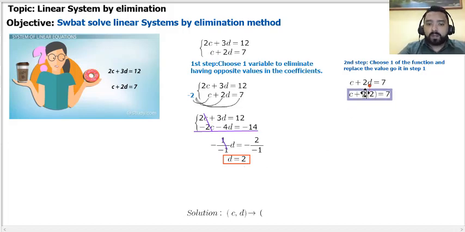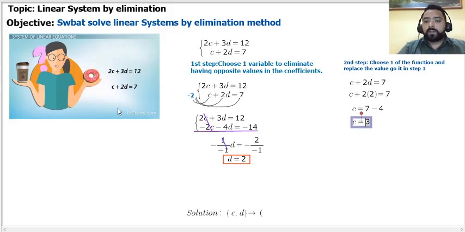And what is the value for D? Here we have, it's going to be positive 2, equals 7, and then we solve this one as a normal linear equation. So C equals 7. Remember, 2 times 2 is 4, and it's positive. We move it to negative. Then we're going to have C equals 7 minus 4.